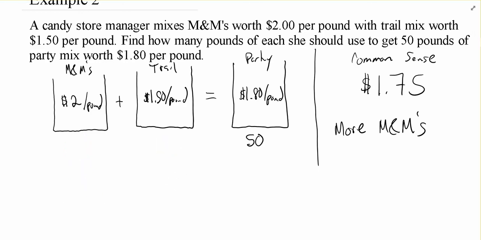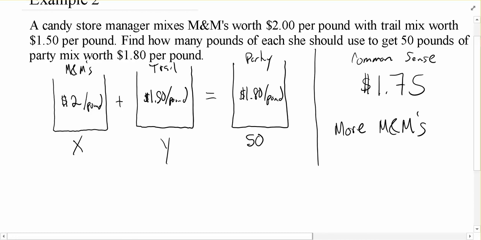Now this problem is not the exact average, it's a little more valuable, so we're going to have more of the valuable stuff. All right, so now let's get to actually solving it. We need some variables. We need to figure out how much M&Ms and how much trail mix should be added together. Now we could use two separate variables if you really wanted to. I don't really want to, so don't write this down. I'm just going to point it out.